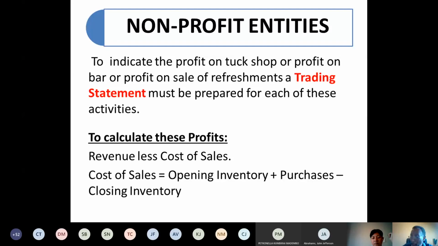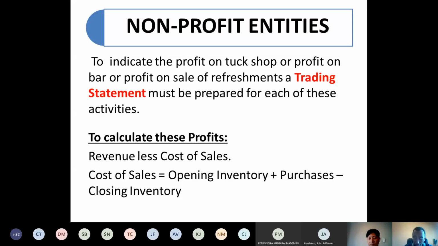To calculate the profit, you apply the same principles as with our sole trader. How do we calculate our profits? Profit is equal to the revenue minus your cost of sales. So you take a look at your bar. What was your bar sales? What is your bar expenses? And that will give you the profit on the bar.